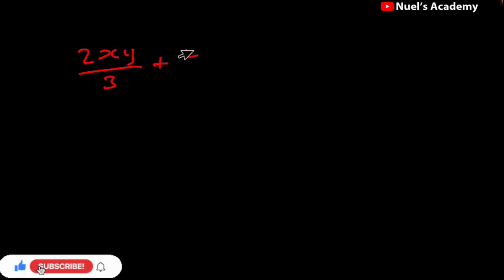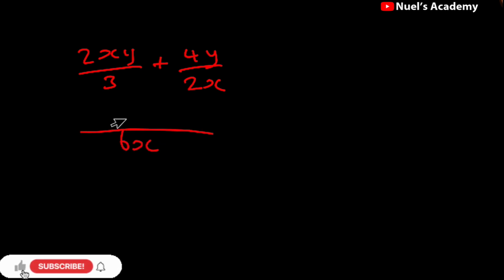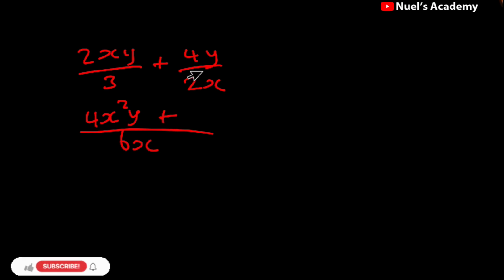So let's simplify this. We have 2xy over 3 plus 4y over 2x. So what's the LCM of 3 and 2x? The LCM is 6x. So we write 6x. 6x divided by 3 is equal to 2x. 2x times 2xy is equal to 4x squared y. Then plus 6x divided by 2x is equal to 3. 3 times 4y is equal to 12y.